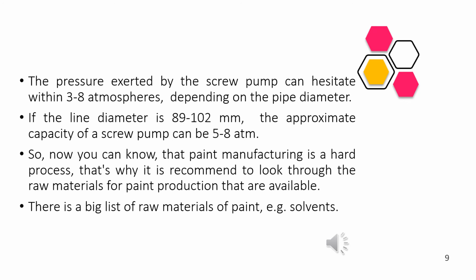So, if the diameter of the pipe is 89 to 102 mm, what would be the capacity of the screw pump? If the line diameter is 89 to 102 mm, the screw pump has the capacity to insert pressure within 5 to 8 atmospheres.